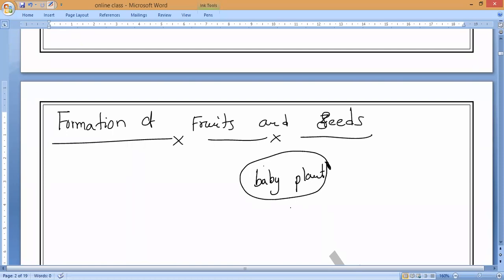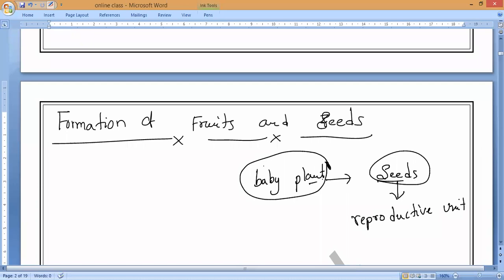So that is why can I say now that seeds are known as the reproductive unit of plants? Can I say it or not? What is the reproductive unit of plants? The reproductive unit of plants is called seeds because they contain baby plants. Usually from the seeds only we can see new plants developing. That is why we say they are the reproductive unit.